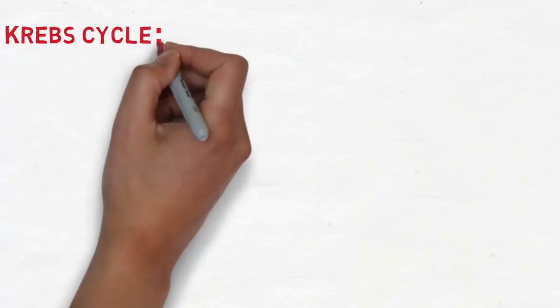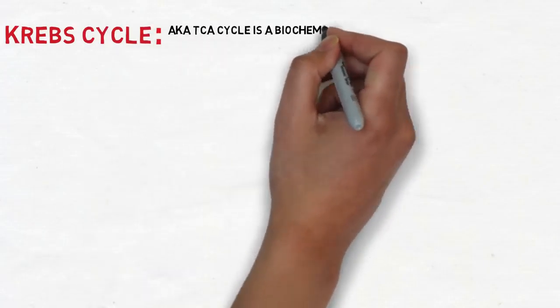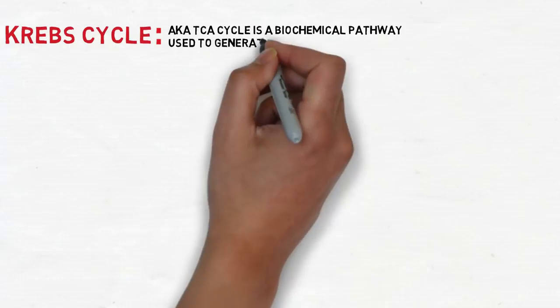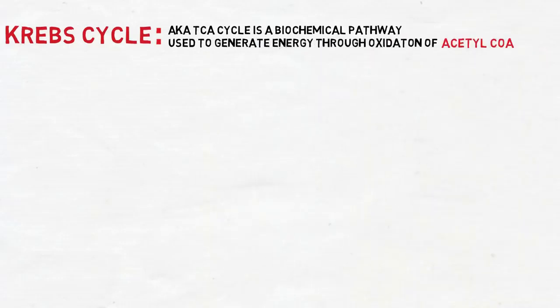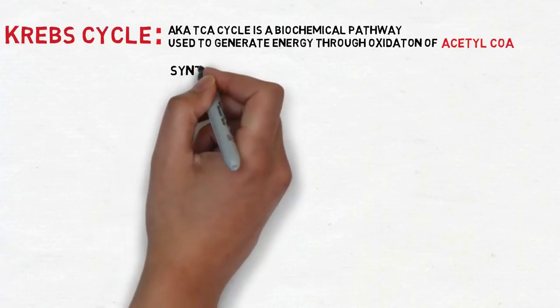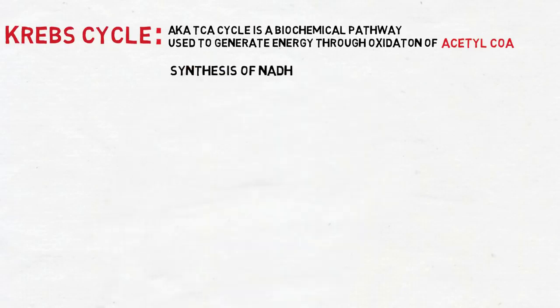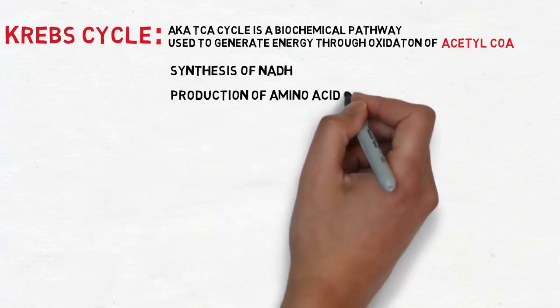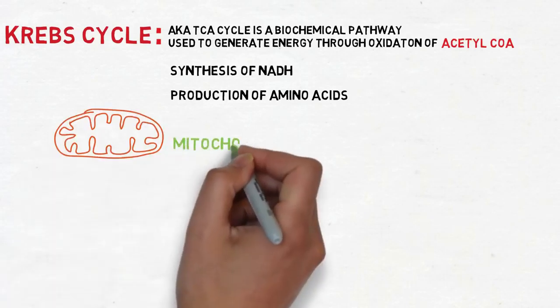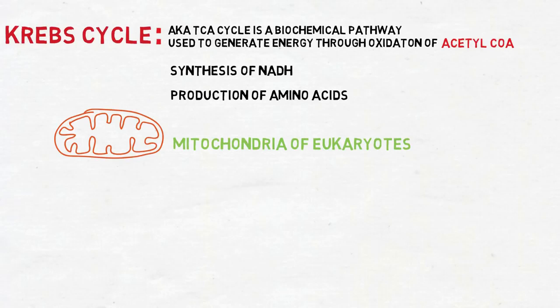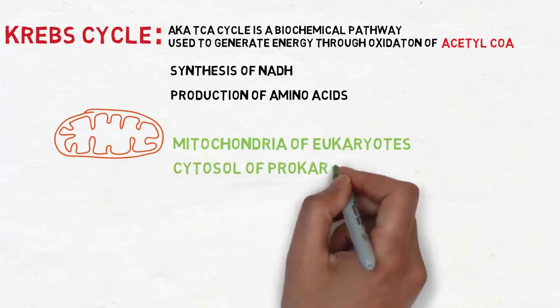In this video, we will talk about the Krebs cycle. Krebs cycle is also known as the tricarboxylic acid cycle, and it's a biochemical pathway that is used to generate energy through the oxidation of acetyl-CoA. It is also used for the synthesis of NADH and for the production of amino acids. Krebs cycle takes place in the mitochondria of the eukaryotes and in the cytosol of the prokaryotes.